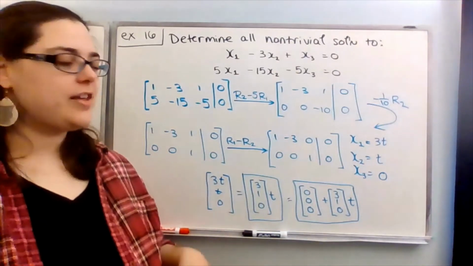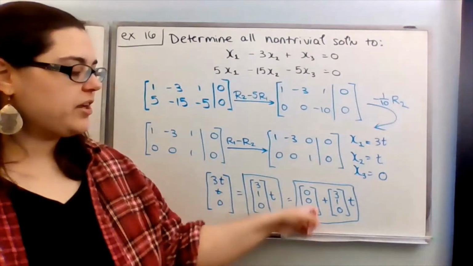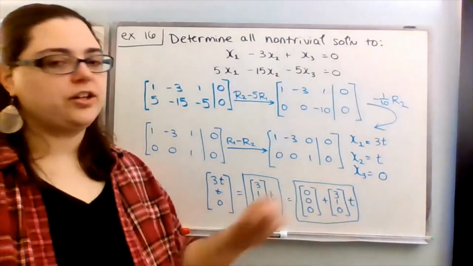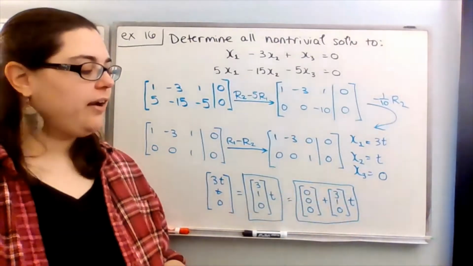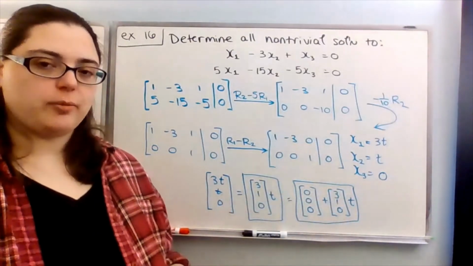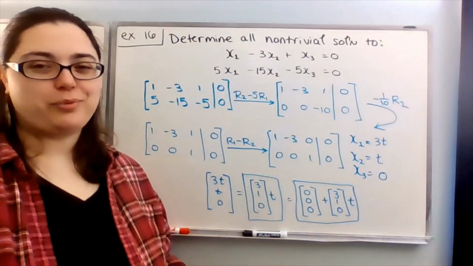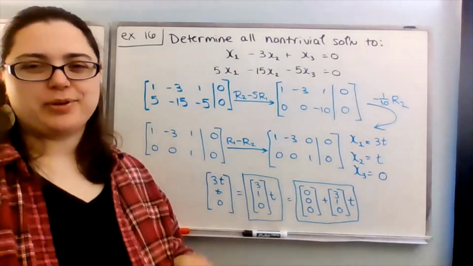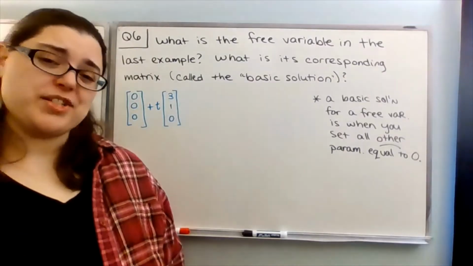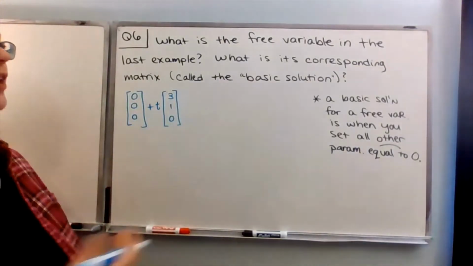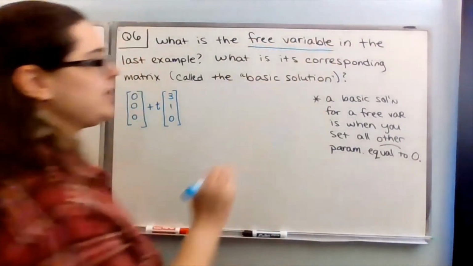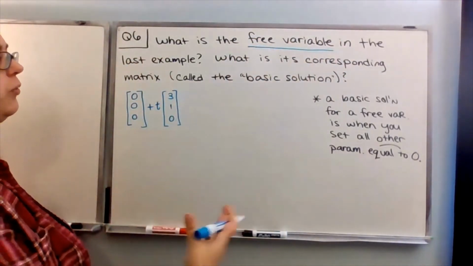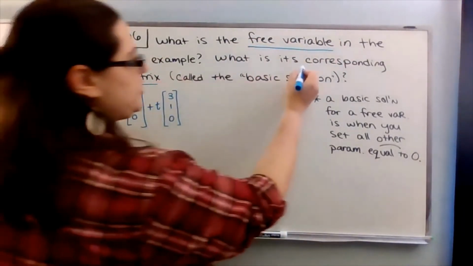Now, it turns out that these types of things that we're adding together in our linear combination of matrices are going to be important for us to talk about. So, as always, we're going to give important things a name. So let's examine a follow-up question to this example. Our follow-up question is this: what is the free variable in that last example? And what is its corresponding matrix?